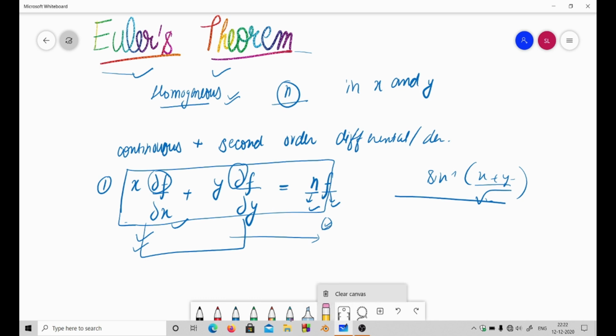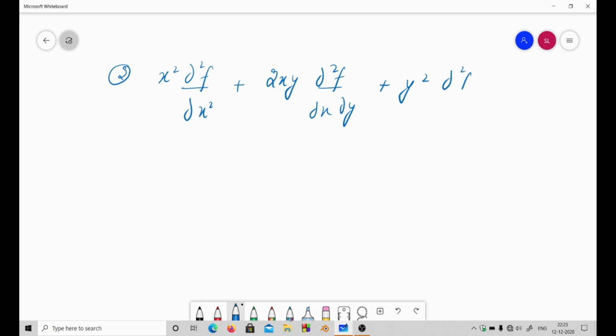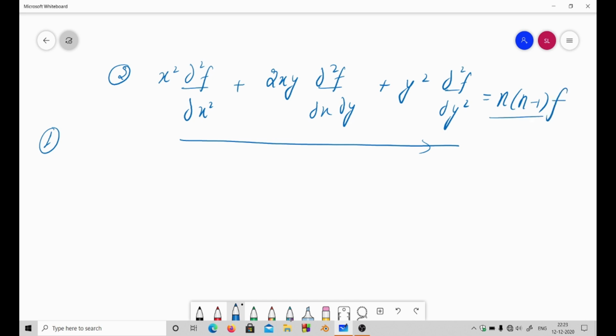For the same, the second is x square del square f by del x square plus 2xy into del square f by del x del y plus y square into del square f by del y square. The previous one was the first order partial derivative; this one is the second order partial derivative. If you have to find the second order partial differentiation of a function, you get the result easily: n into n minus 1 multiplied with the original function. Simple.